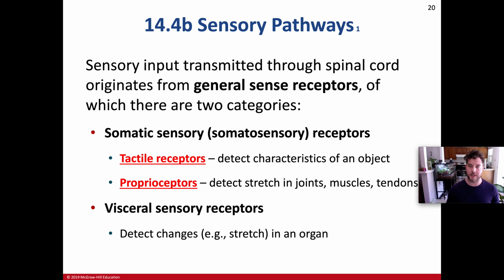There are somatic and visceral. Again, should not be a surprise. Somatic ones are detecting changes in your voluntary musculoskeletal body. There are tactile receptors and proprioceptors. The tactile receptors detect the characteristics of an object, the different shapes and textures of it, and the proprioceptors detect stretch in joints, muscles, and tendons, monitoring the position of your body and joints. Your visceral receptors are detecting changes in organs, things that we can't physically feel.